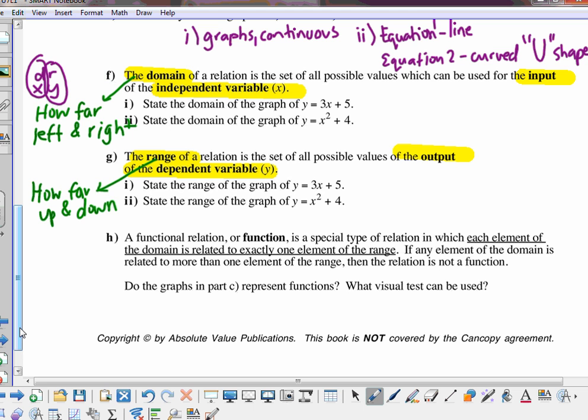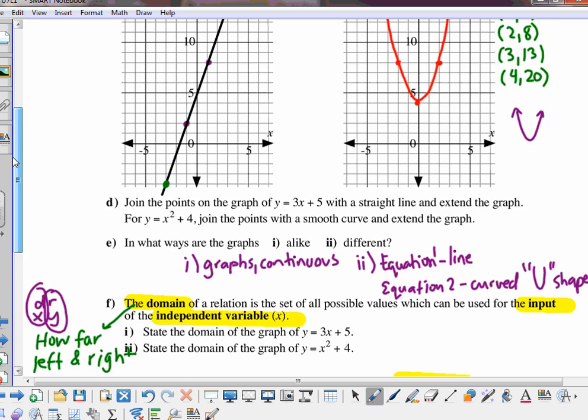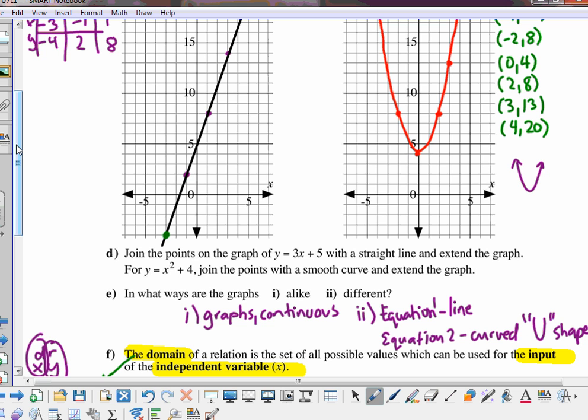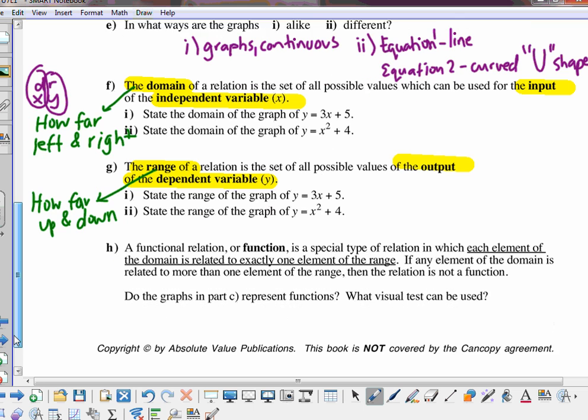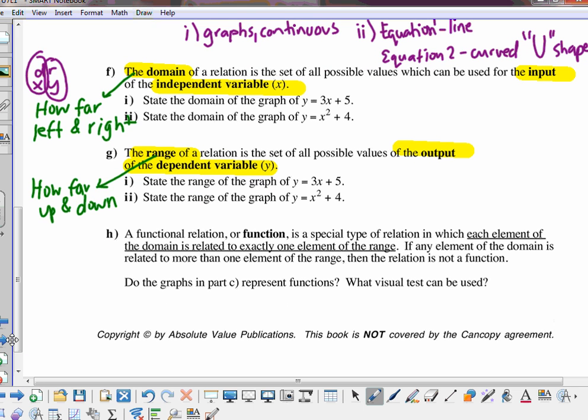Okay, so state the domain of the first graph. Looking at the first graph, how far left will this graph go? Will it keep going to the left as the graph goes on? If it's angled, yeah. Will it keep going to the right? Yeah. So how do we write if it's everything? If it keeps going, real, right? X is an element of the reals.